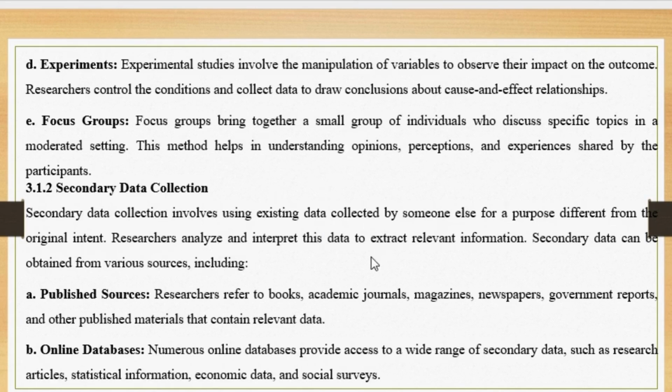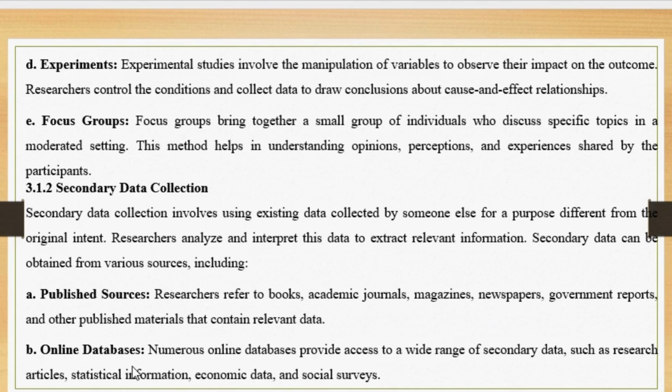Researchers analyze and interpret this data to extract relevant information. Secondary data can be obtained from various sources, including published sources. Yes, published sources or published books are a form of secondary data because it is not the researcher who was in direct contact with the event, but somebody who wrote the book who was in direct contact with the event. Then the researcher collected the books, downloaded the books for research analysis. So that is why published sources refer to books, academic journals, magazines, newspapers, government reports, and other published material that contain relevant data.